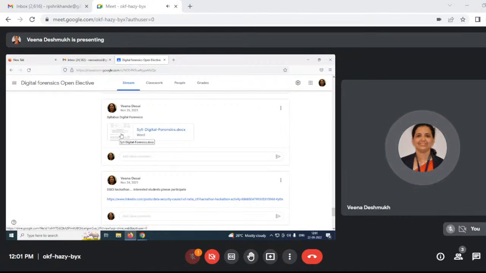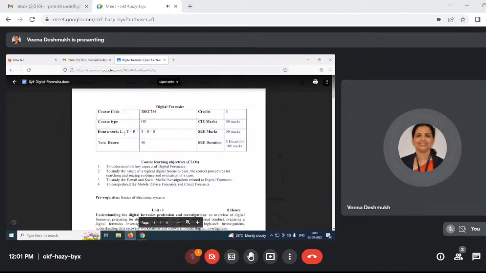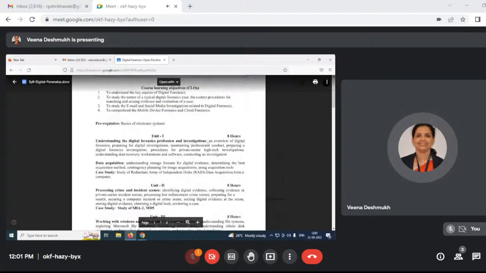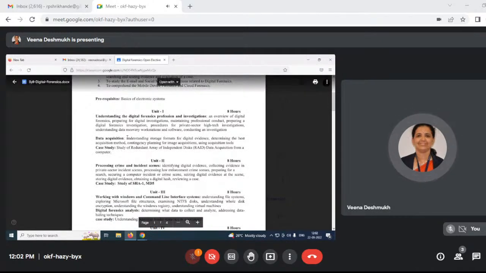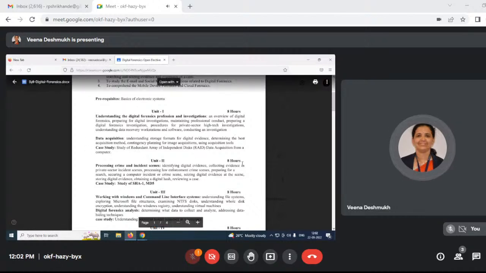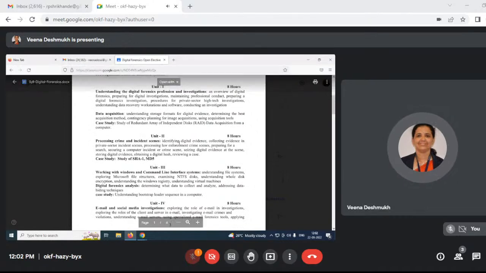If you want to look at the syllabus, I'll share it here with you. This is the syllabus. First, we understand digital forensics as a profession and the investigations, as I said. How do we acquire data? In acquiring data, there is something called RAID, or redundant array of independent disks. This is a very important point to be understood and noted, and of significance whenever any kind of storage comes into the picture.